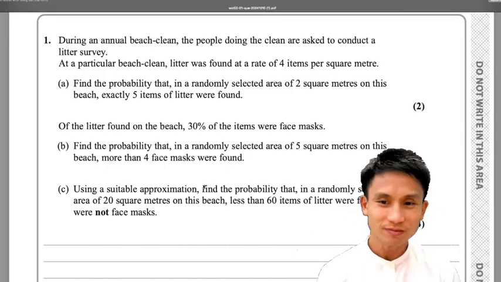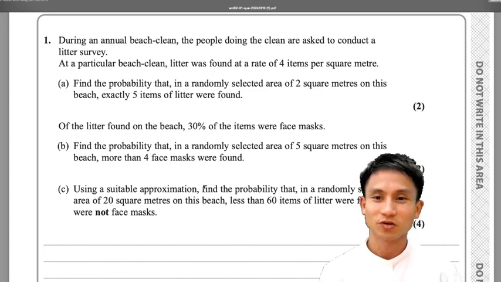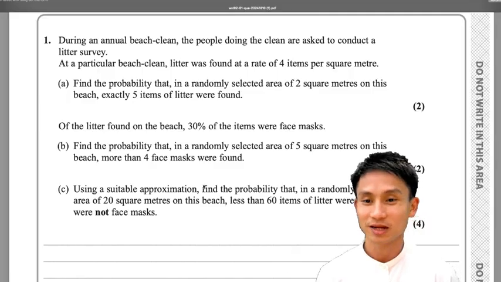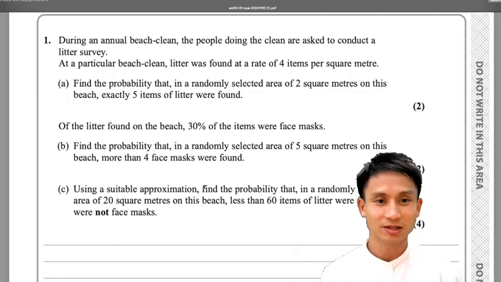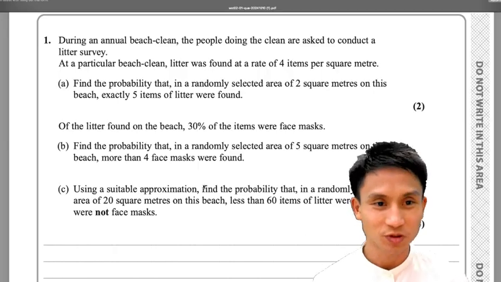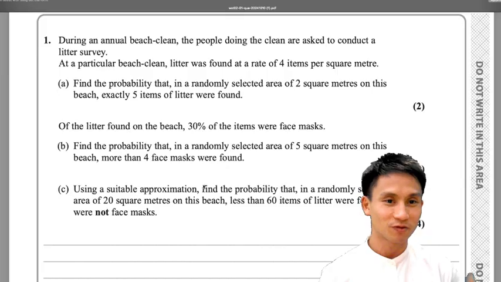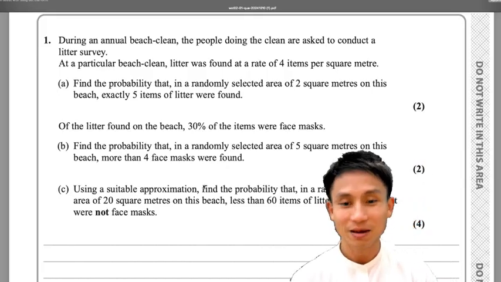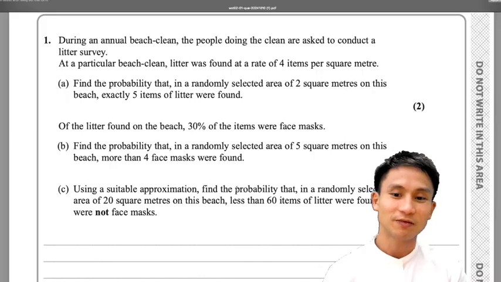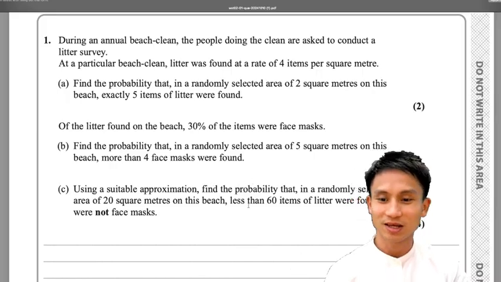So it's like you don't use the whole Poisson. The lambda needs to also be multiplied by 30%. Yeah, so the items found as litter, 4 items per square meter. So you need to multiply this 30% to the 4 items per square meter in order to get the right lambda for the face masks, right? So that is tricky, yeah.